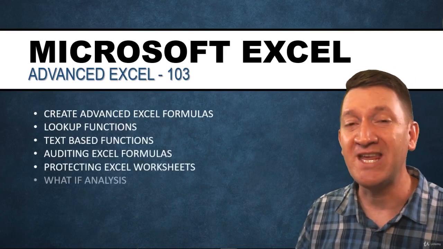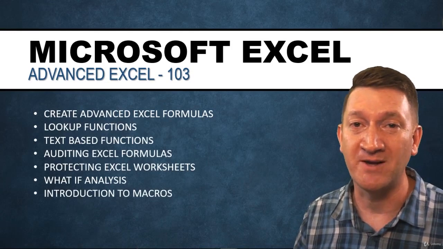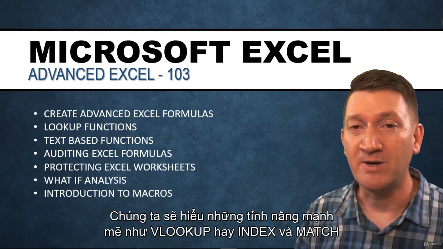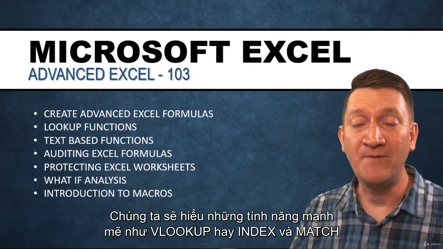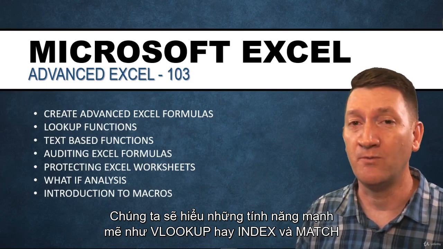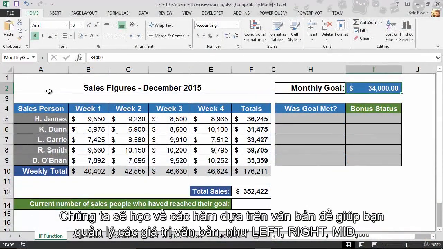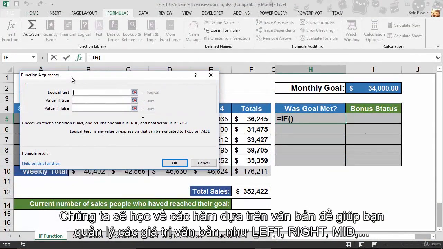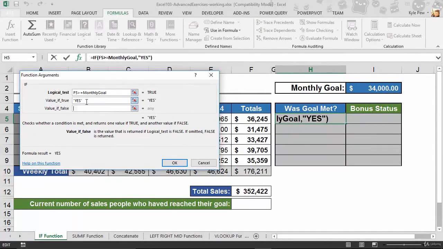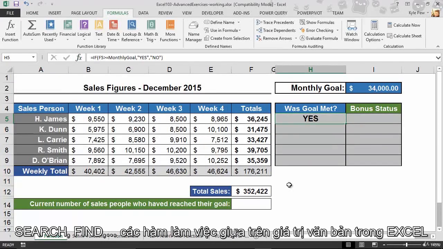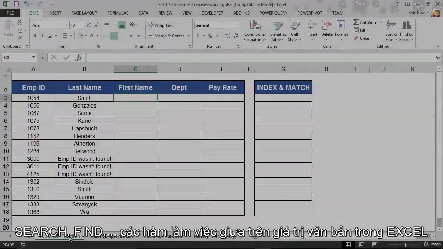Now, the third section is going to bring us into some advanced features. We're going to take it up even further than we've experienced up to this point. We'll talk about advanced functions. We're going to get into some very powerful lookup functions through VLOOKUP and INDEX and MATCH. We'll talk about text-based functions to help you manage text values, things like LEFT, RIGHT, and MID, SEARCH, FIND, and other text-based functions built within the Microsoft Excel application.